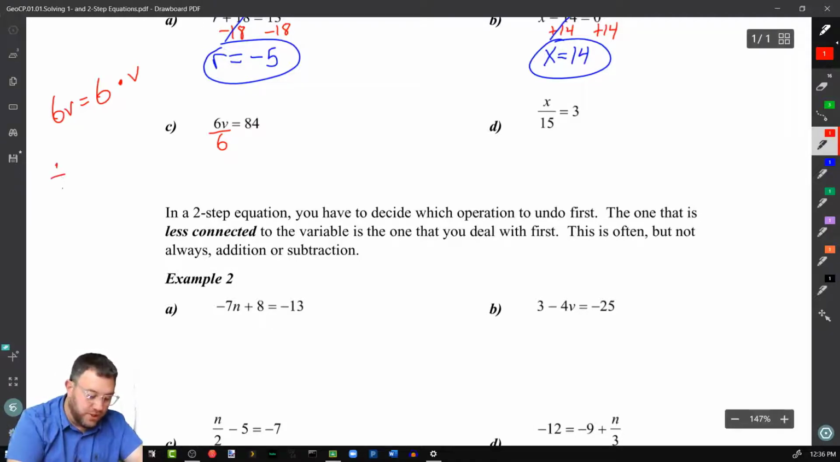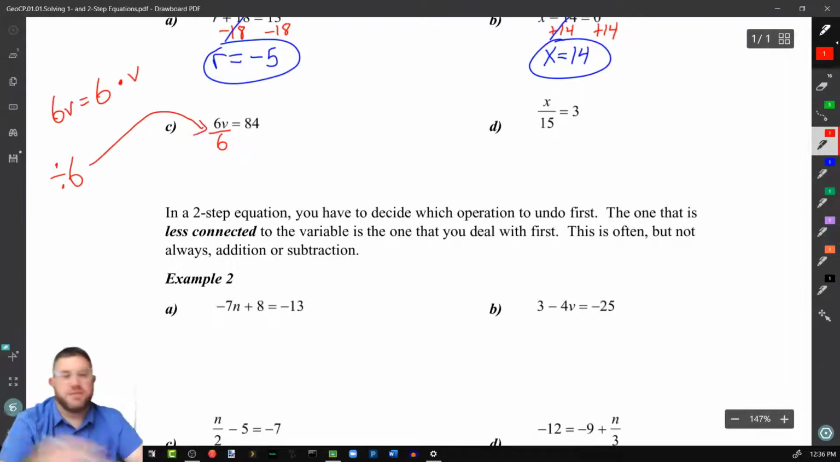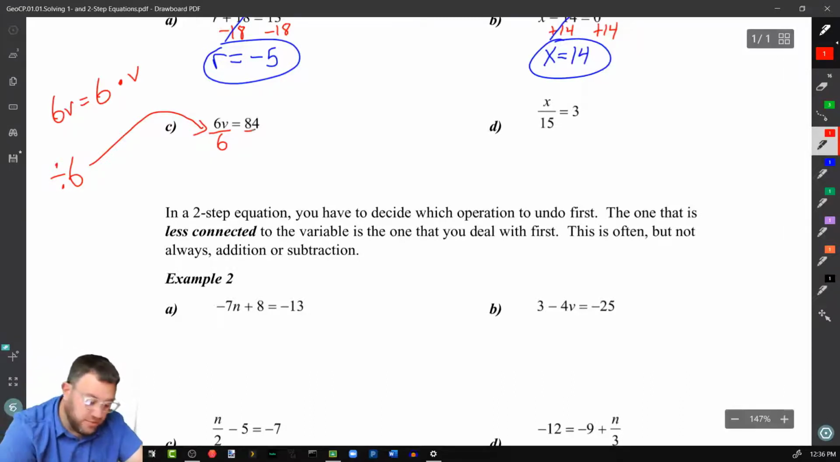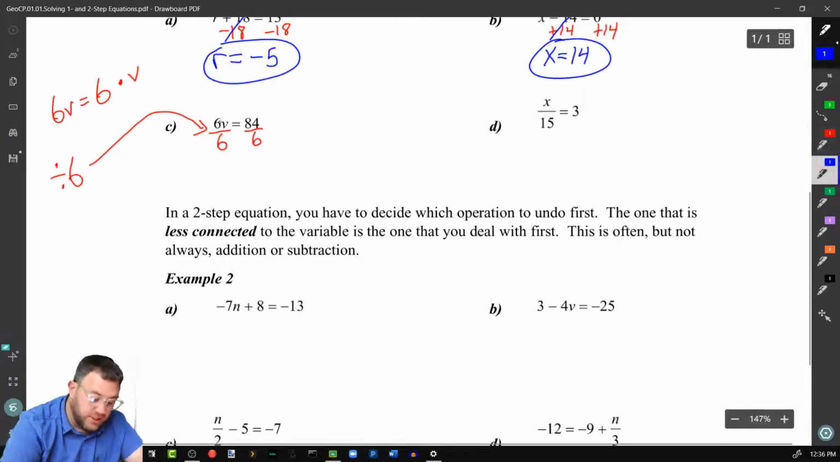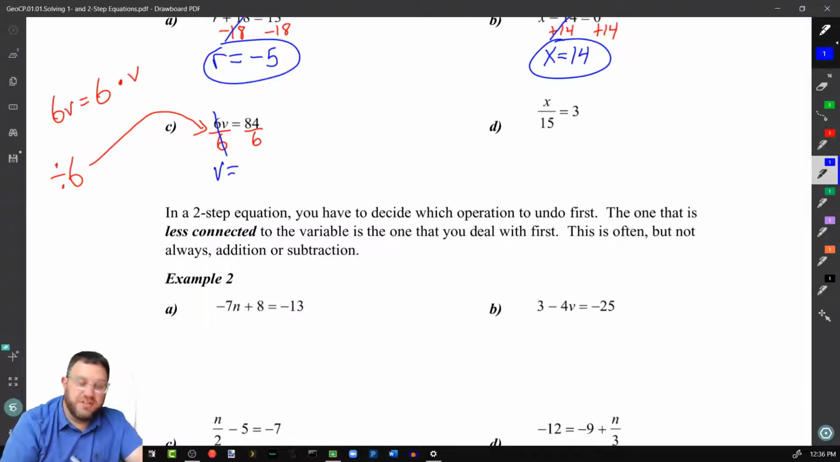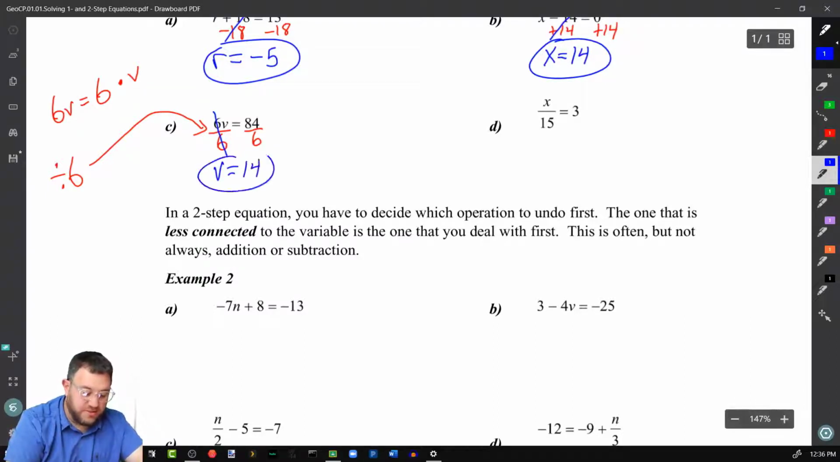You could have written divided by 6 if you wanted to. I'm just going to put an arrow there so you remember those are the same thing. If we do it to the left side, though, we have to do it to the right side. So 6 times v divided by 6, those will cancel out. We're just left with the v. 84 divided by 6 is going to give us 14.